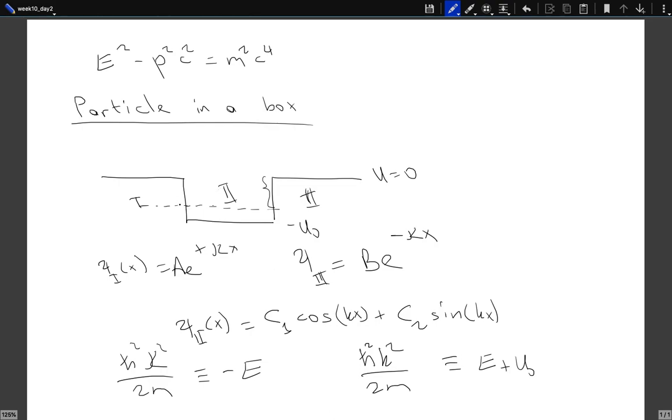So this is how the wave function will look for the ground state, for example. It has an exponential tail in region 1. And then in region 2, since it's the ground state, it will have a single bump. And then here, it again has a tail in region 3.